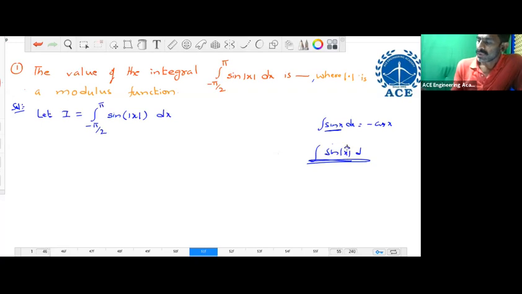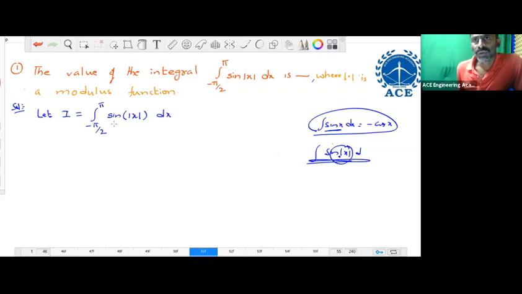If we don't have this, then we can use this formula only when the modulus is eliminated. So if you want to integrate this, first of all, this modulus should be eliminated. If we can remove this modulus, then we can integrate this function. So directly we cannot integrate sine of mod x. First, we should remove this modulus.